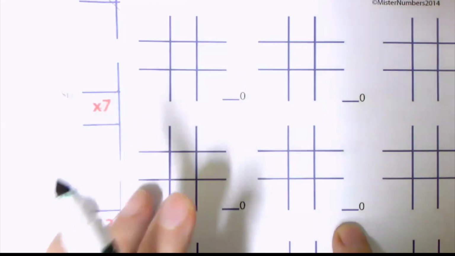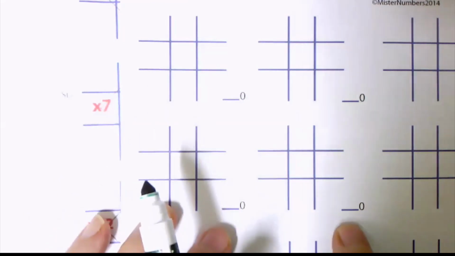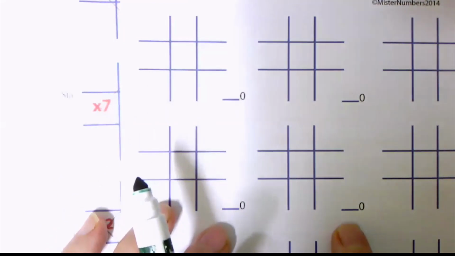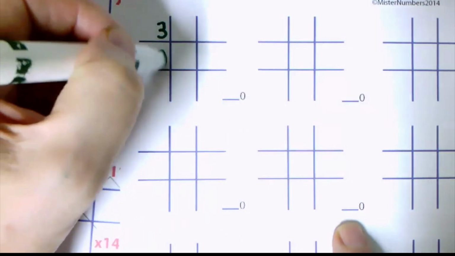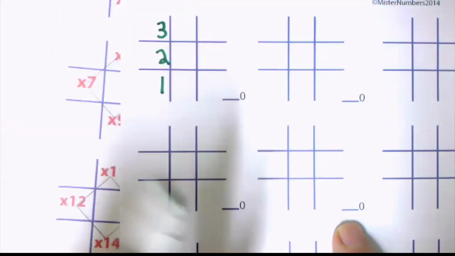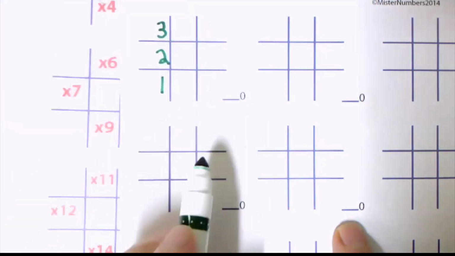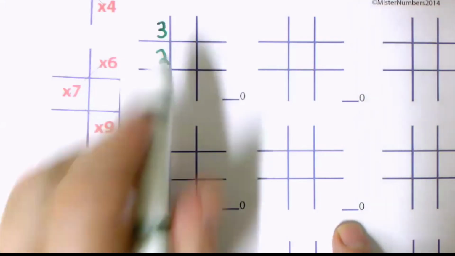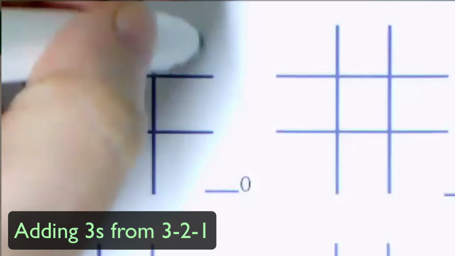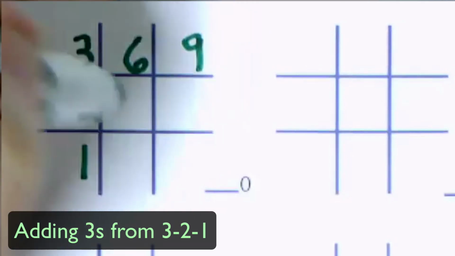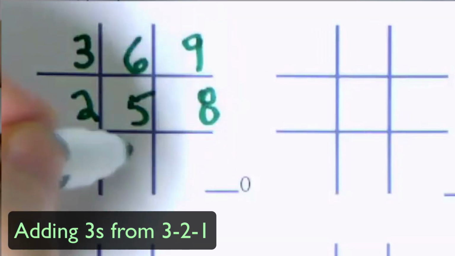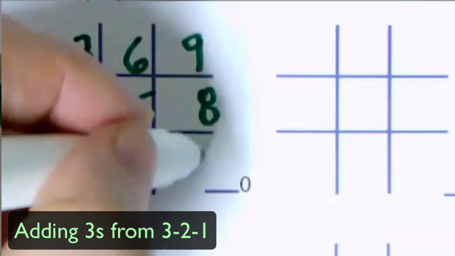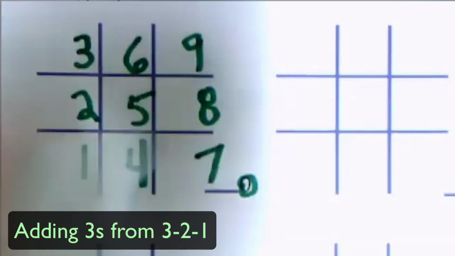I want to create the 3s and 7s in a different way, because I want you to have multiple ways to do it. Do 3, it starts with 3, and then actually just do 3, 2, 1 on the first column there. 3, 2, 1. Now, 3, 6, 9, and then 2, 5, 8, and then 1, 4, 7, and there's our 0.